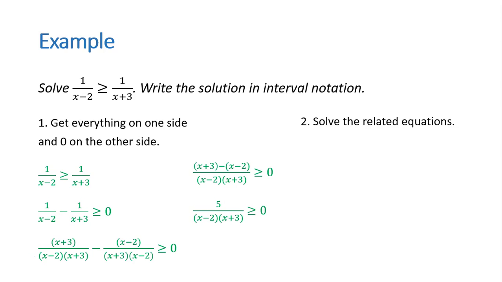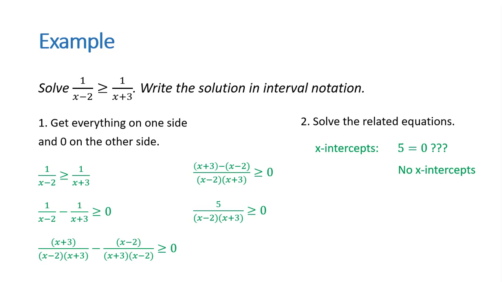Now we're going to solve our related equations. Set my numerator and my denominator equal to 0. So to find x-intercepts, we set the numerator equal to 0. Okay, so we get the equation 5 equals 0. Notice there's no x, there's nothing to solve for, and this is not a true equation. That means there are no x-intercepts for this particular graph. It means it's entirely above or entirely below for different pieces of the graph.